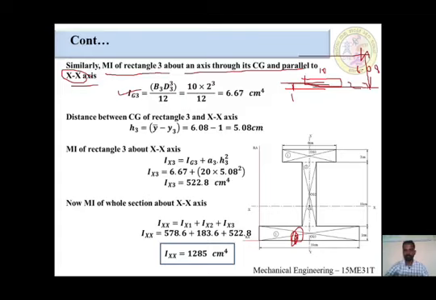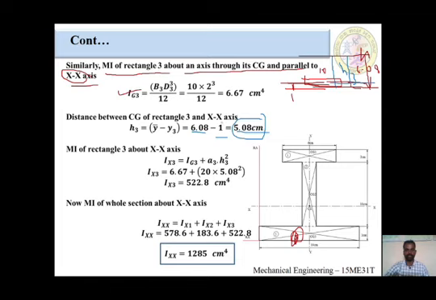How to calculate the h value? From here to half of the component, this distance we call the h value. This is h3. How much did we get? We have to always calculate bigger value minus smaller value. The bigger value here is y bar, 6.08, minus 1. The H3 value is 5.08 centimeter.